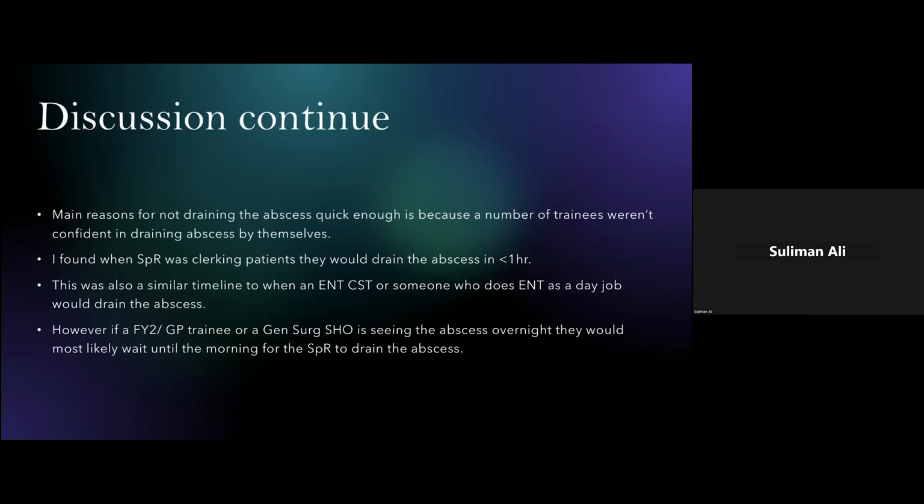This can be seen, and I've actually noticed this anecdotally through my placements in ENT in my hospital, when a senior SHO or registrar is the first person to see the patient, they normally would drain the quinsy right away. However, when it's more of a junior doctor or someone who isn't an ENT surgeon seeing the patient, they're less likely to drain straight away, which will cause a delay in drainage or waiting for a more senior person to come and see the patient.